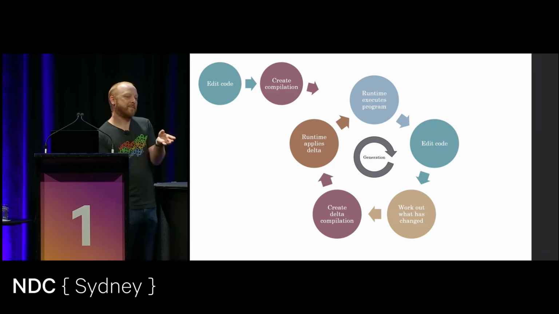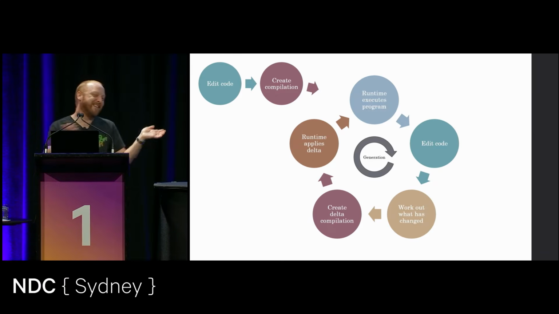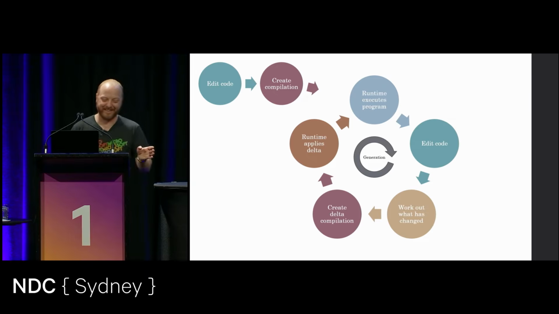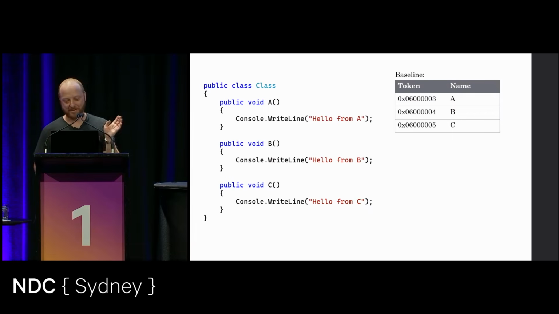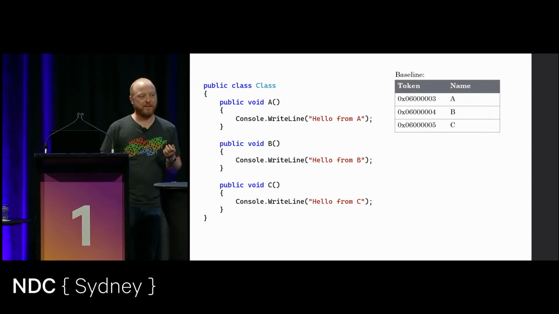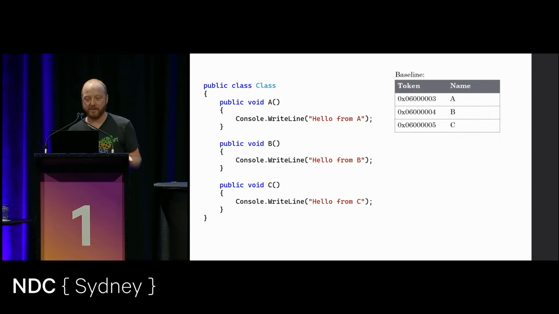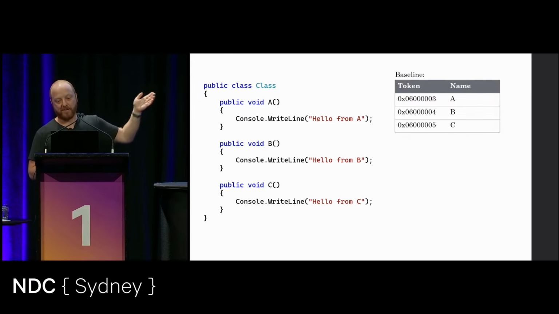They're kind of update statements, maybe. It's a very long bow I'm drawing, I realize. But anyway, let's work through an example. So here is a very small class, and it has 3 methods. And here is our method def table for our baseline.